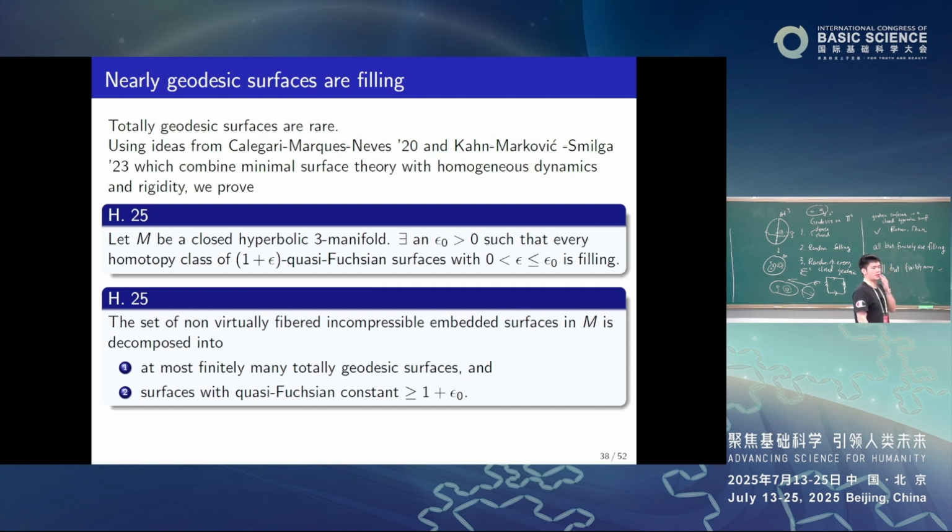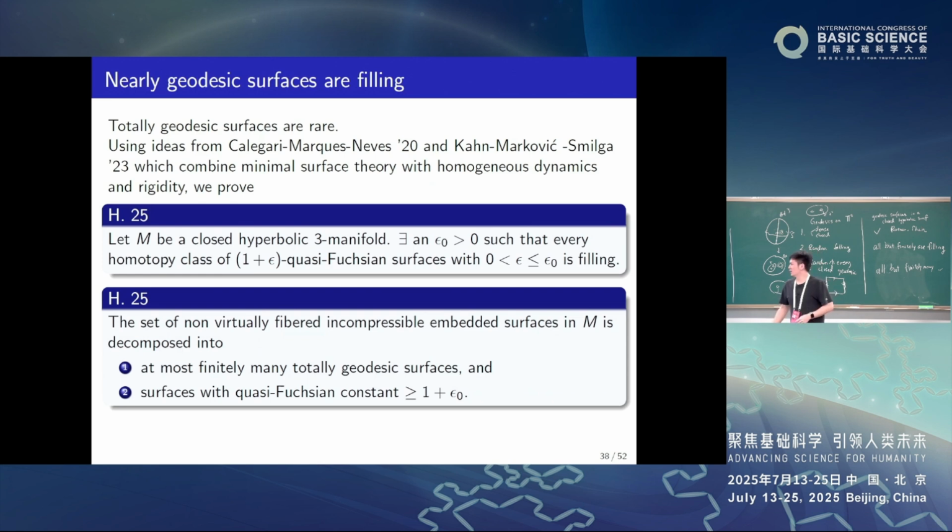Yeah, that's the virtual Haken thing, right? Take any surface, take any immersed surface. There exists a finite cover so that the surface becomes embedded, but not every one of them. And virtual Haken is also solved by Agol, but he also uses Kahn-Markovic.